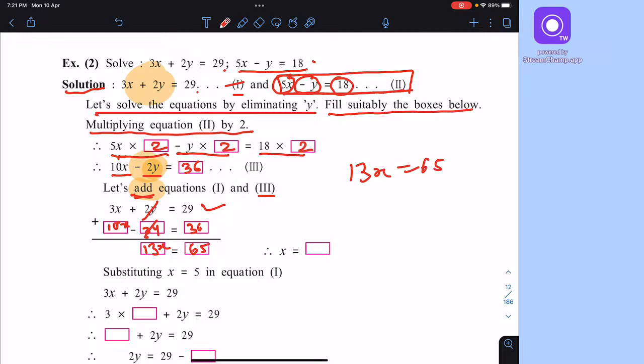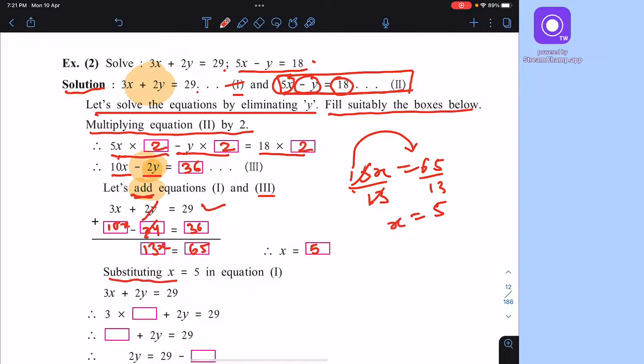We want the value of x. Either you can say this 13 is transposed to that side, or you can say dividing both sides by 13. Both amount to the same. So 13 cuts here. So x is equal to 65 upon 13. 13 fives are 65. So you are getting x is equal to 5.